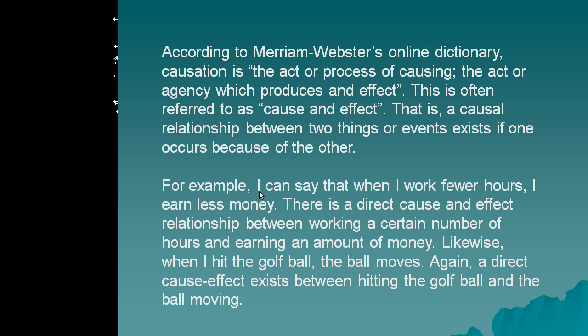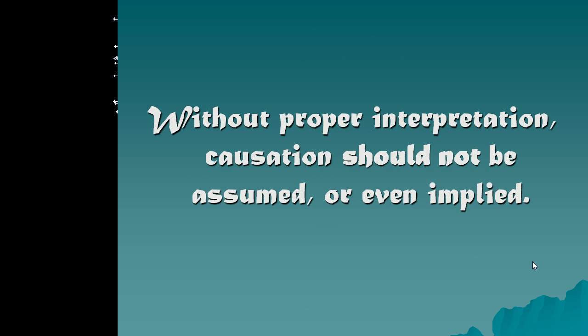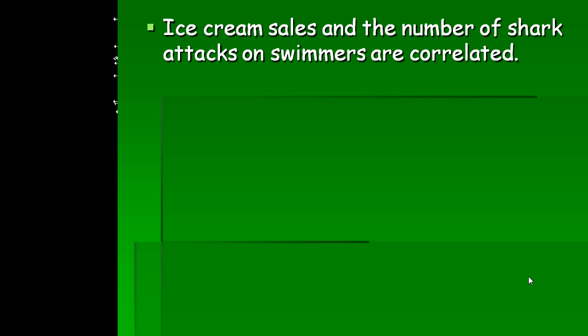Now, for example, I can say that when I work fewer hours, I earn less money. There's a direct cause and effect relationship between working a certain number of hours and earning a certain amount of money. That's obviously if you get paid by the hour. With a salary, you can work as much as you want and get paid the same amount. All right. So without proper interpretation, causation should not be assumed or even implied. And with causation, we really need to have had some kind of controlled study.